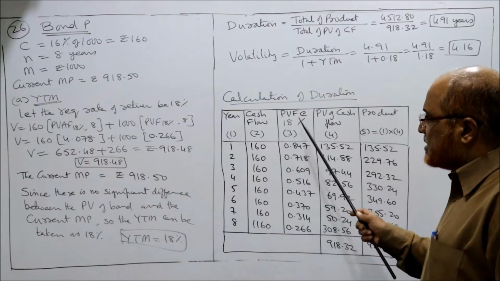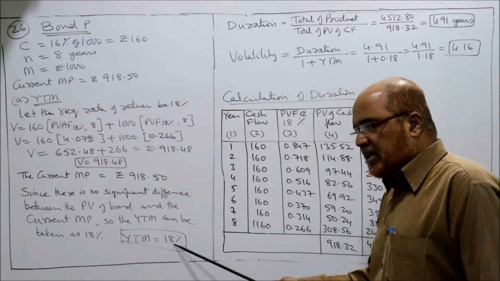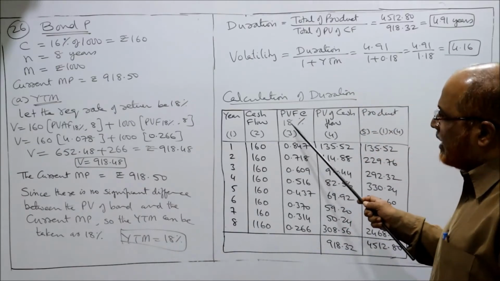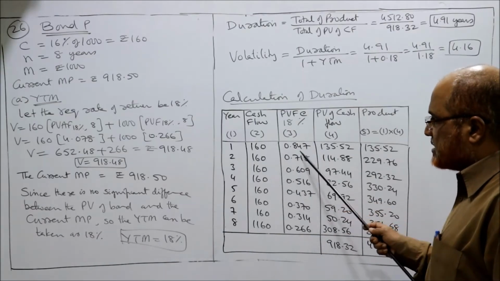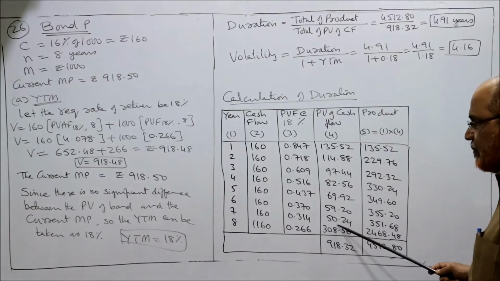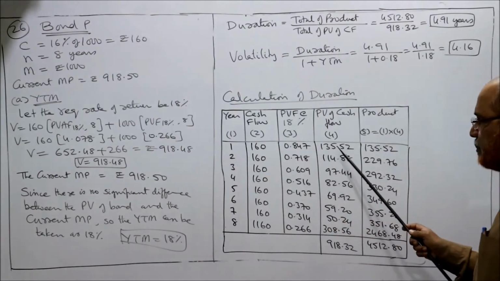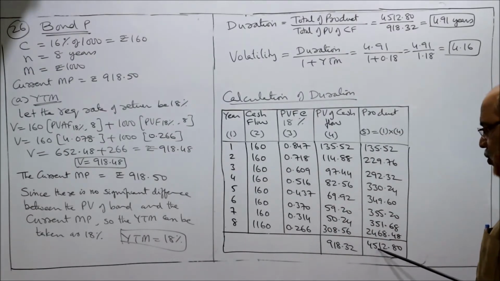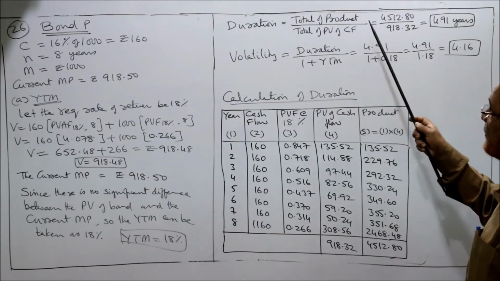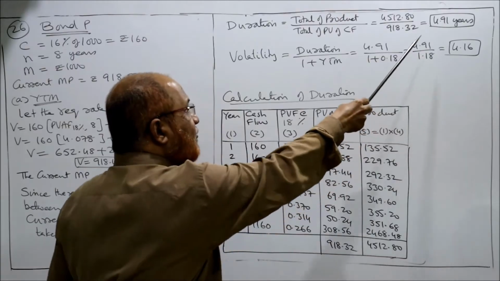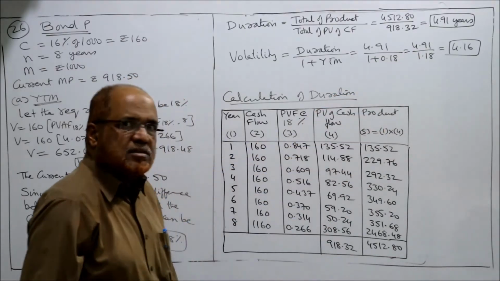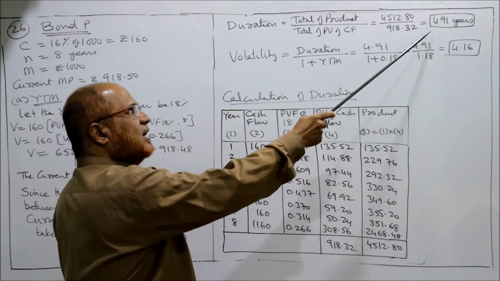Now present value factors at 18%, because the YTM we got is 18%. So we'll take required rate of return 18%. At 18% PV factors, multiply 160 into PV factors, we'll get the PV of cash inflow. Multiply year with PV of cash inflow, we'll get the product. Total of the product divided by total of PV of cash inflow gives the duration. So we got the duration as 4.91 years.